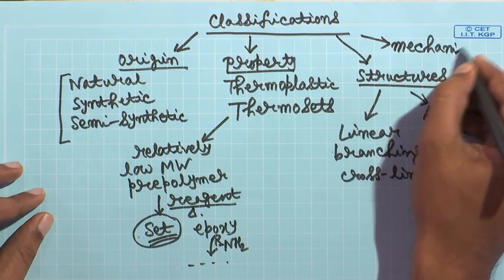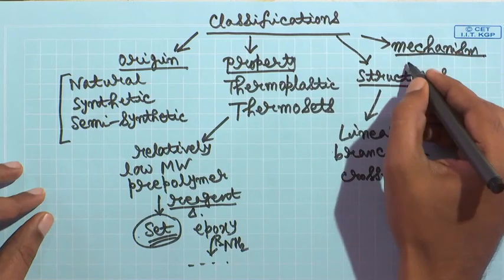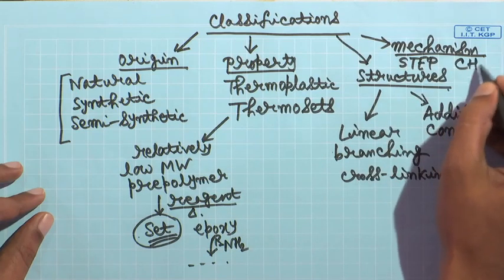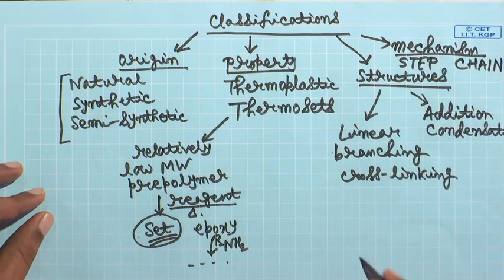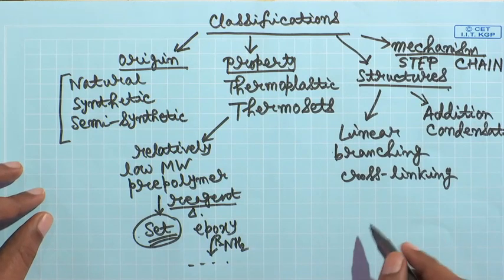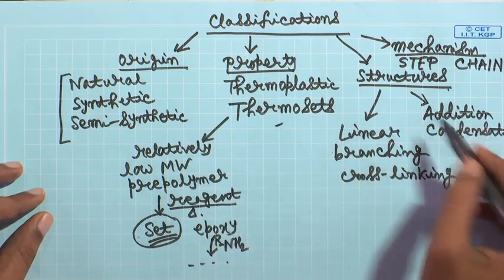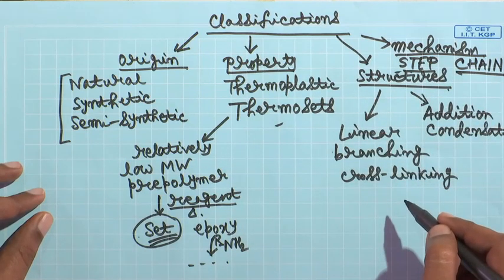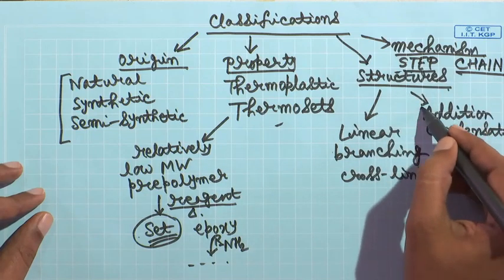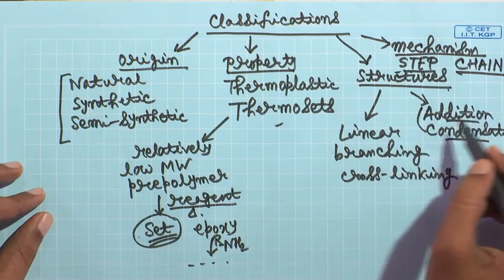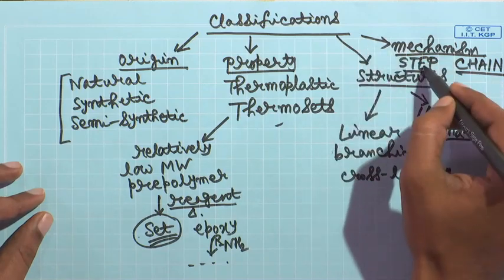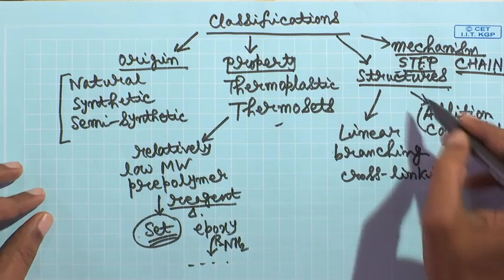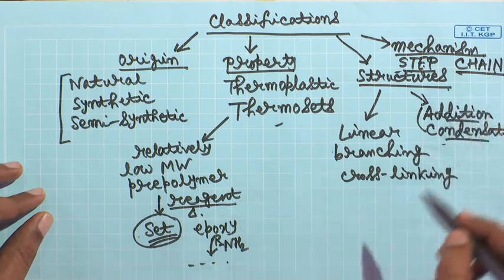So, addition, condensation, and on the basis of mechanism, you can have step growth polymerization, or you can have chain growth polymerization. Now, we are going to talk about these things later on in detail. Mostly we will talk about step growth and chain growth polymerization, and some of them can actually be dubbed as addition or condensation, and this kind of classification of step growth and chain growth is better than addition and condensation, and we will explain that a little later.